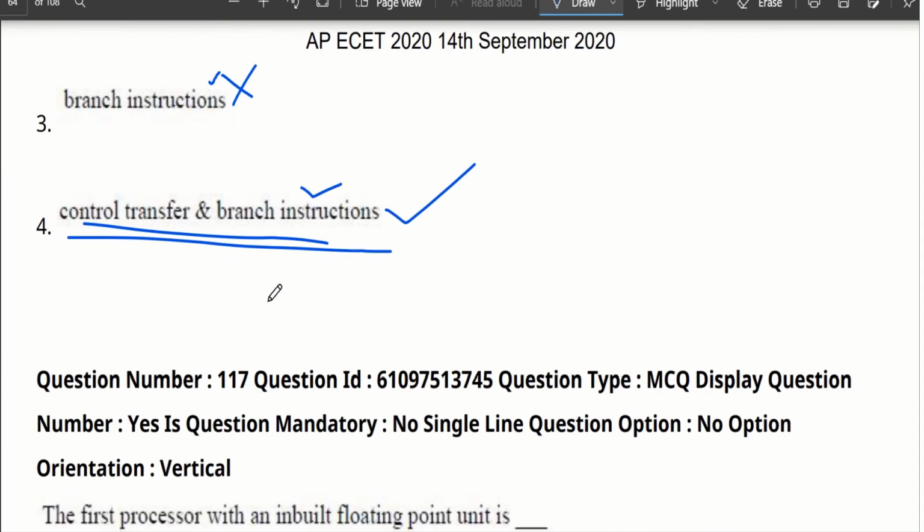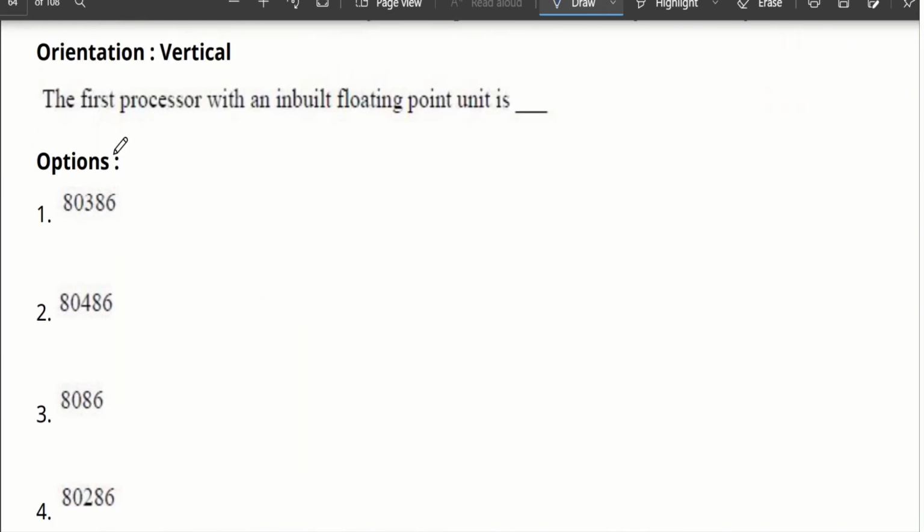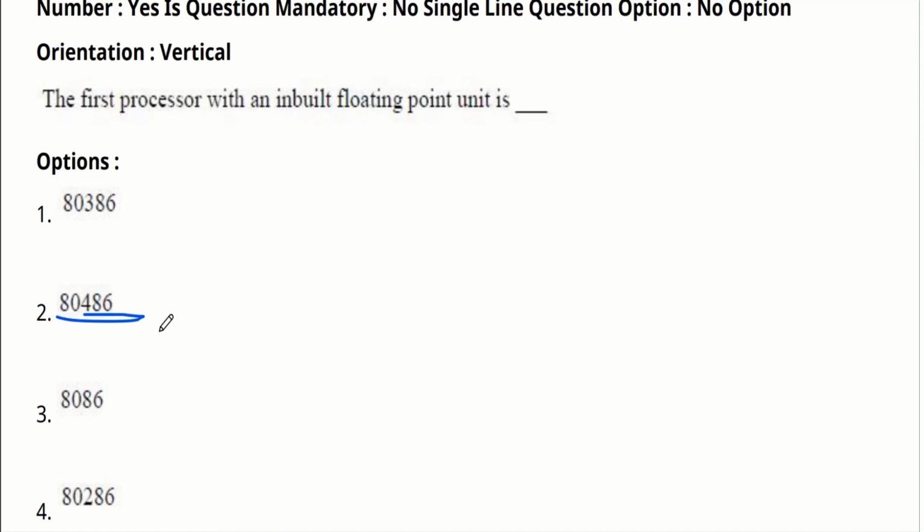Now let's move to our next question. The first processor with an inbuilt floating point unit is the 32-bit CPU 80486 from Intel. It is the first processor with an inbuilt floating point unit. The same question was also asked in the TS-ECET 2020 paper.